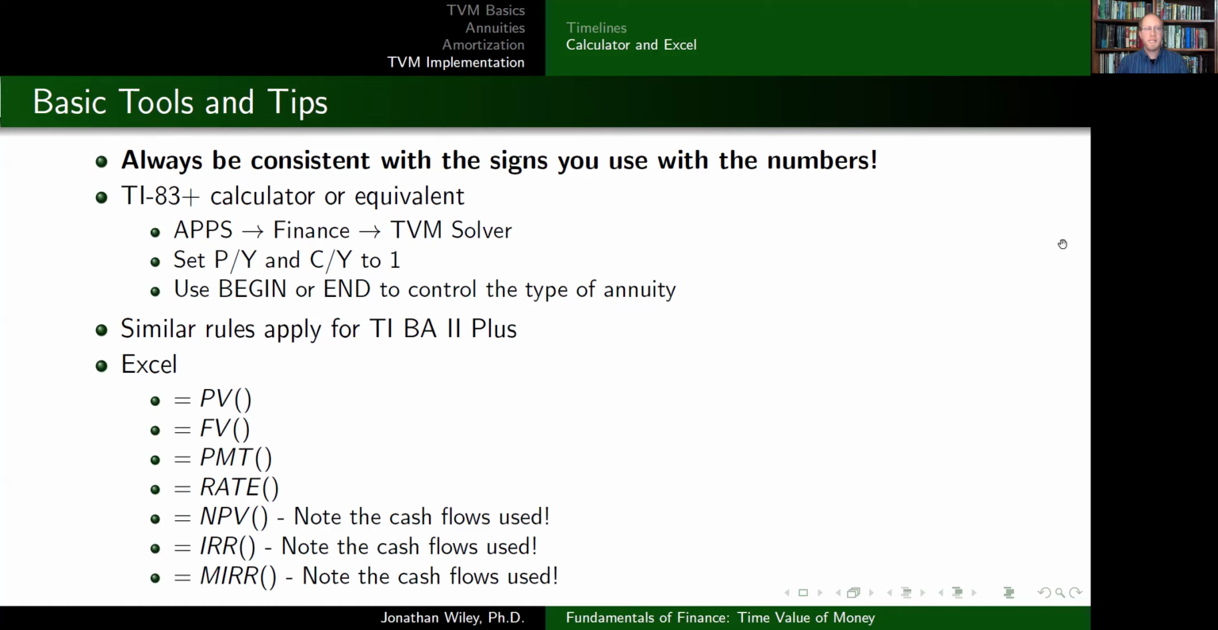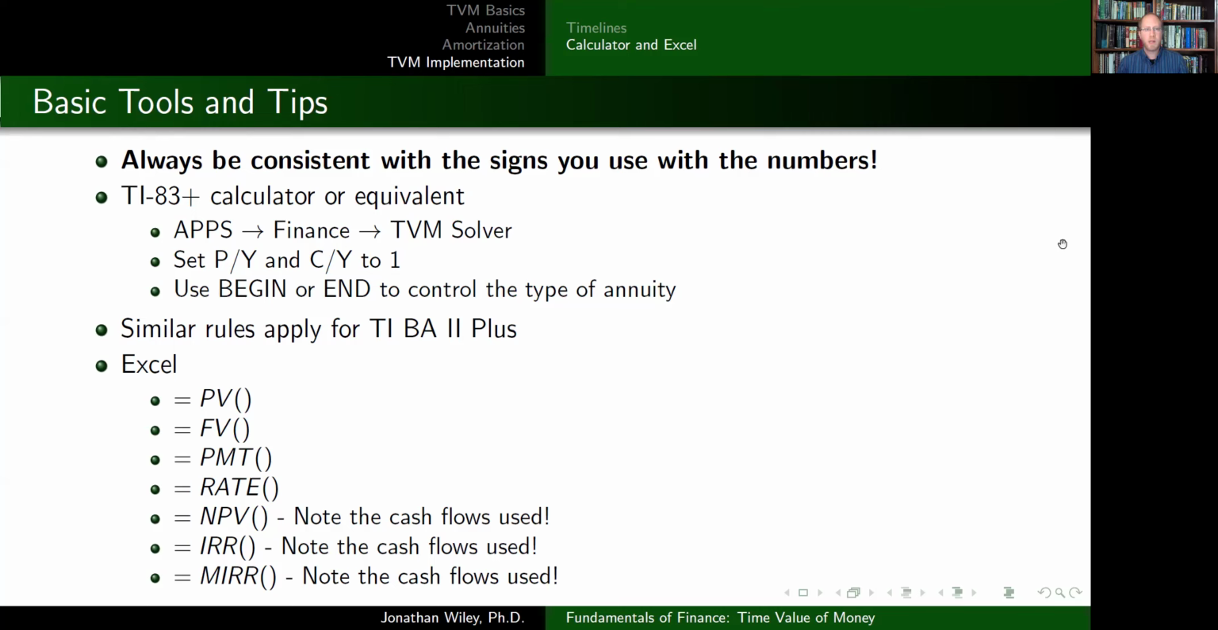There's also a begin and end option that you'll see, and that basically controls the type of annuity. Begin would set it for an annuity due, end would be for an ordinary annuity. My recommendation would be to set it on end unless you know for sure you need it on begin. Then if you're done using your calculator for an annuity due problem where you need begin, set it back to end, because ordinary is more common.